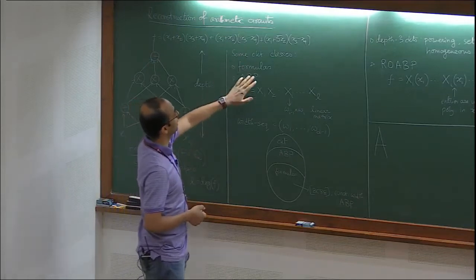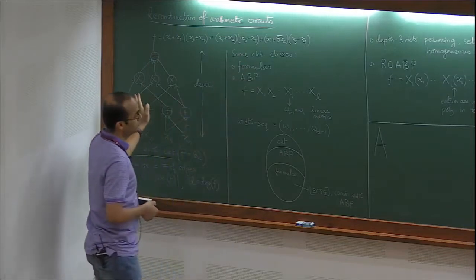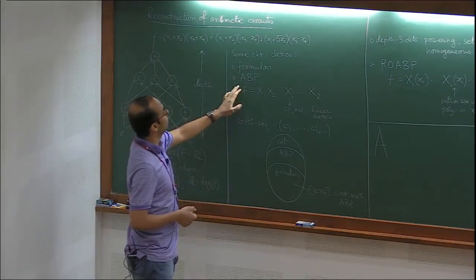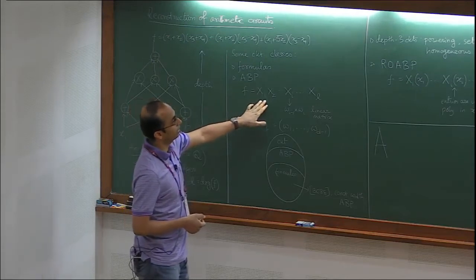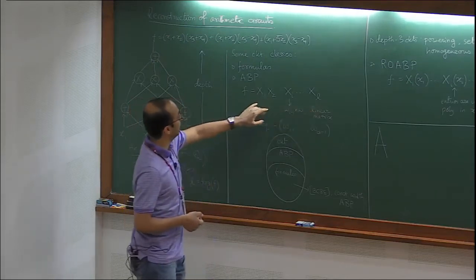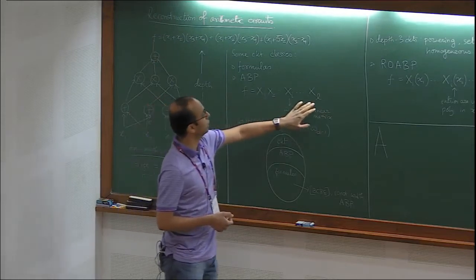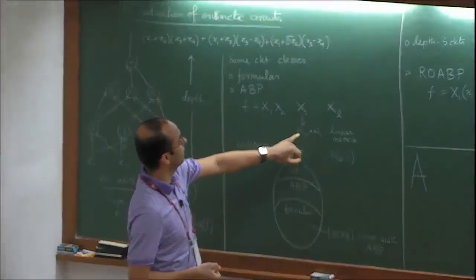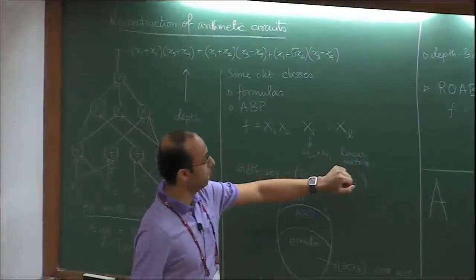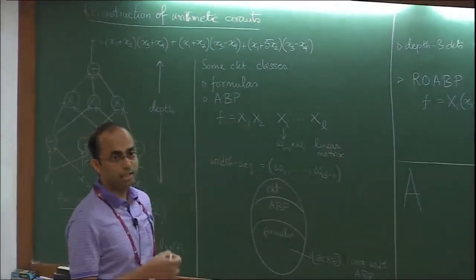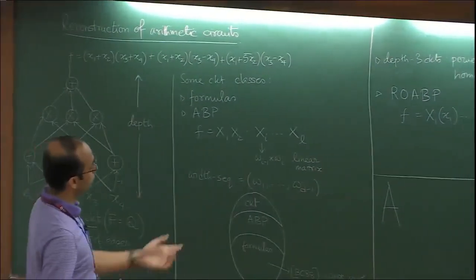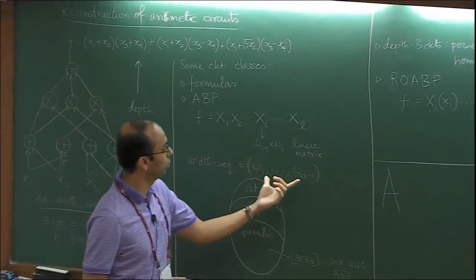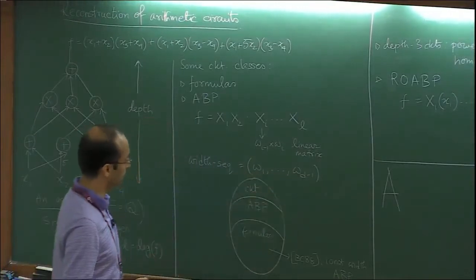Some interesting classes of circuits are formulas, when the graph is a tree, and ABP, which you can think of as a product of matrices. L of them. The first one is a row vector, the last one is a column vector, and the intermediate matrices, let's say the ith matrix here is a W_{i-1} cross W_i linear matrix, meaning the entries are linear forms. So we'll use a word called the width sequence of an ABP. It's just this ordered tuple, W1 to W_{d-1}, we'll call it the width sequence.